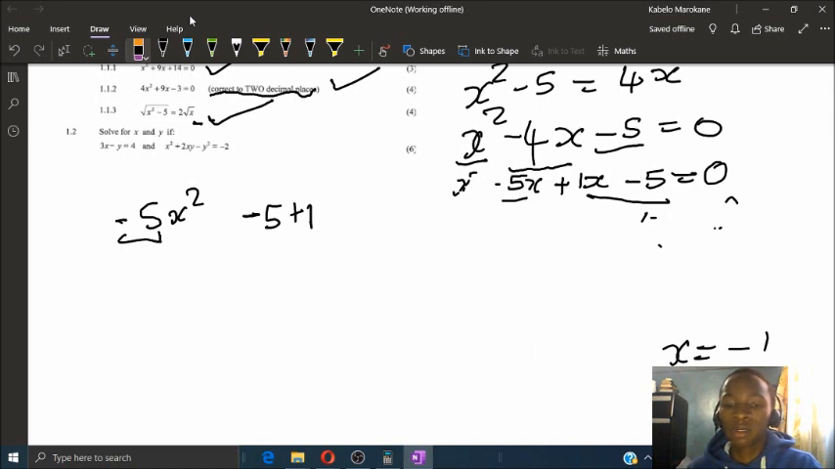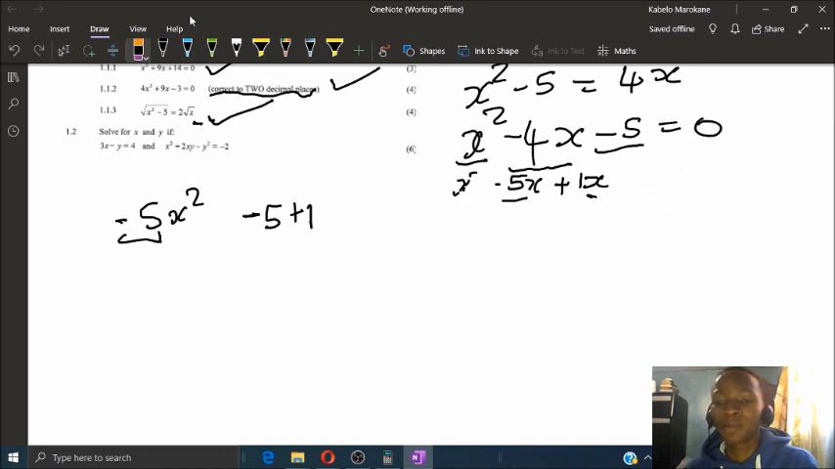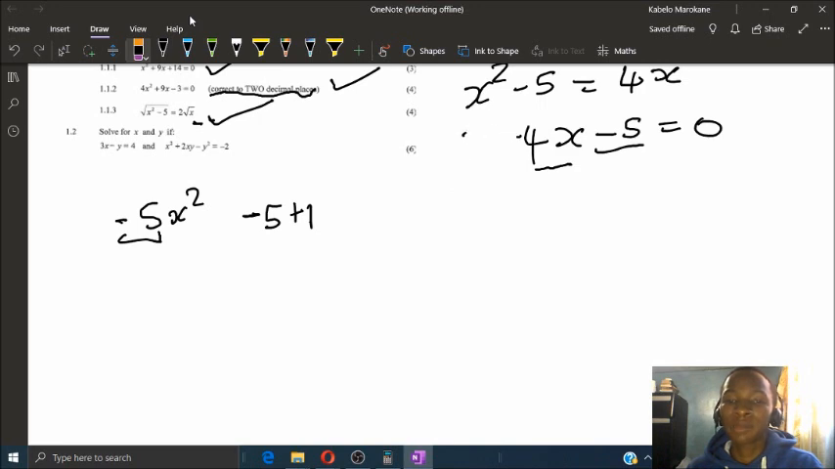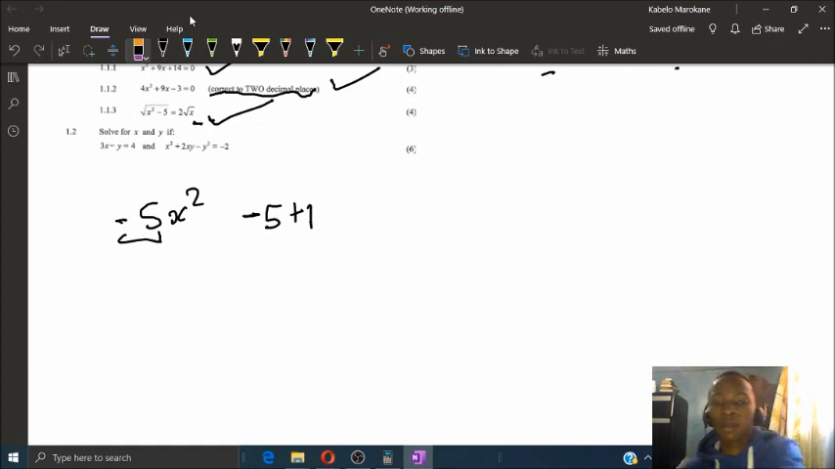Simultaneous equations. So simultaneous equations essentially means that we have to solve for two variables at the same time. So we are solving for x and y at the same time, in a sense that it is in one question. Okay, so I'm almost done, bear with me.